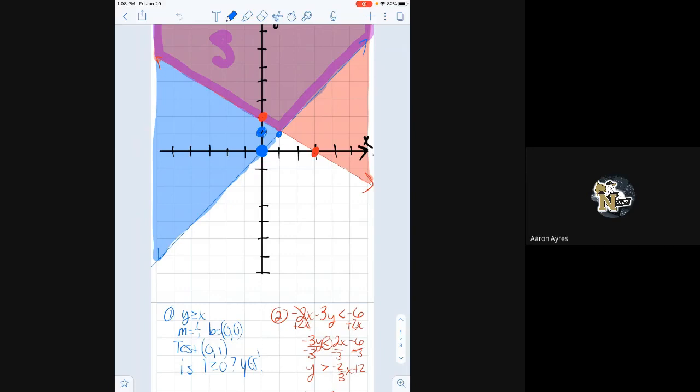And then I solved inequality 2 for y. Don't forget to flip your sign because you divide by a negative number to do so. That might be a little bit of an error there somewhere for some of you. I don't know for sure. I haven't checked your work yet.